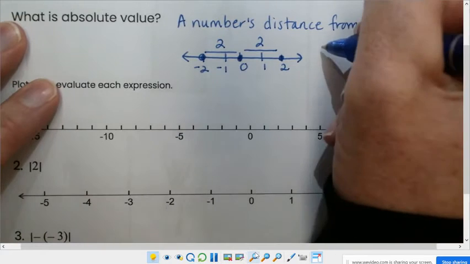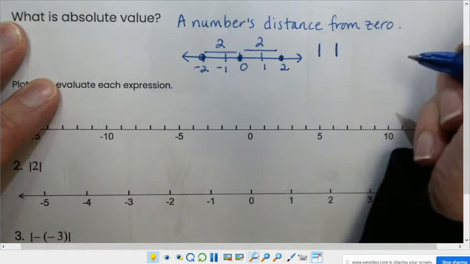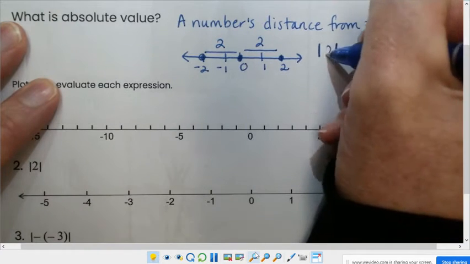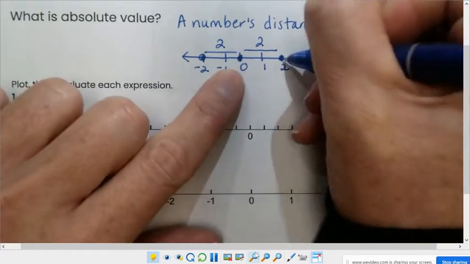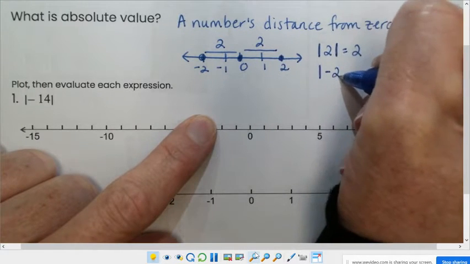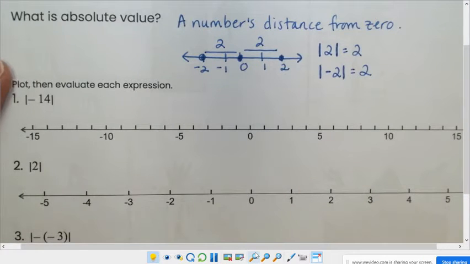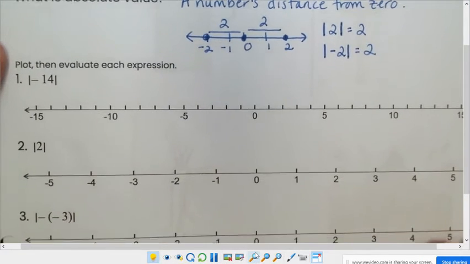So when we write absolute value, we write it with these little up and down brackets like this. So the absolute value of +2 is, of course, 2. It's 2 from 0. The absolute value of -2 is also 2 because it's 2 away from 0. So absolute value is always positive.